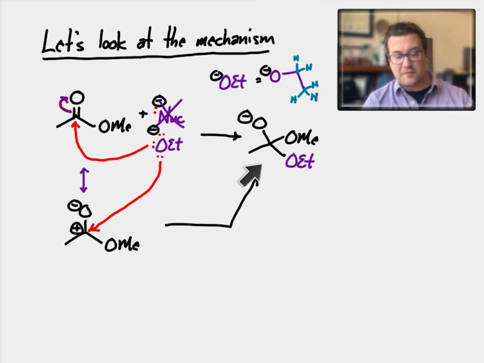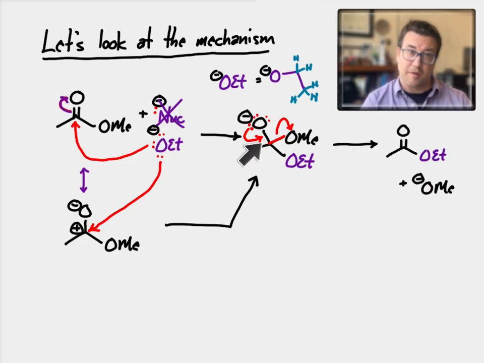Once you're at the tetrahedral intermediate, this is a high energy intermediate, and these electrons can come back down to reform the carbonyl, and in that process, it can kick off what was on that acyl group. That's why it's called an acyl substitution. You are substituting one group, the ethoxide, for another, the methoxide. Or we substitute the methoxide away for the ethoxide.